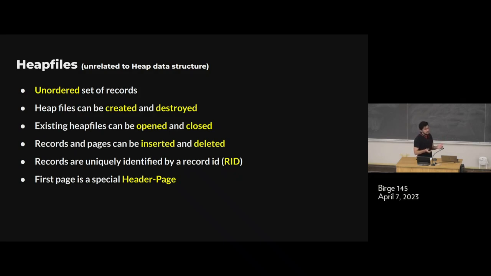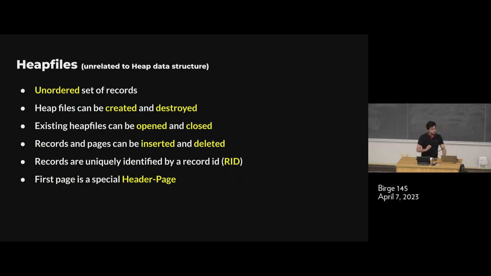They're just like normal files in a file system, right? You can create them, you can delete them. And if you want to interact with them, you'll open them in your program just like you open any regular file. You'll close them once you're done with them. And inside these heap files, we now know that they have pages and records, which themselves can be inserted and deleted. Records are uniquely identified by their record ID, which is page number and slot number. And we just call this pair, the page number and slot number, RID.